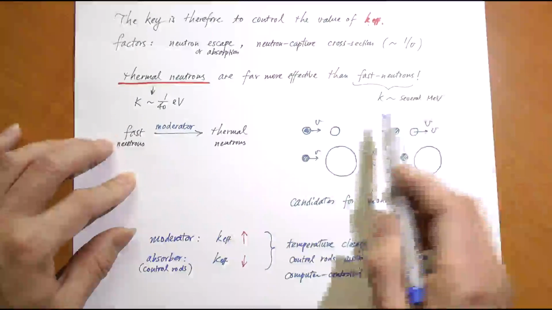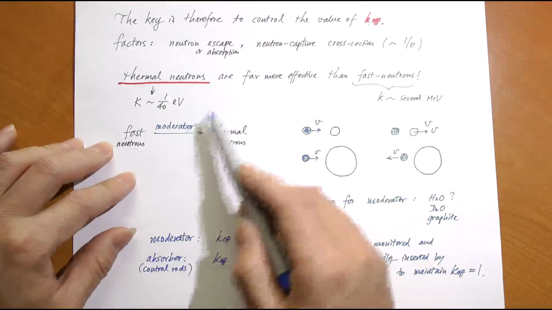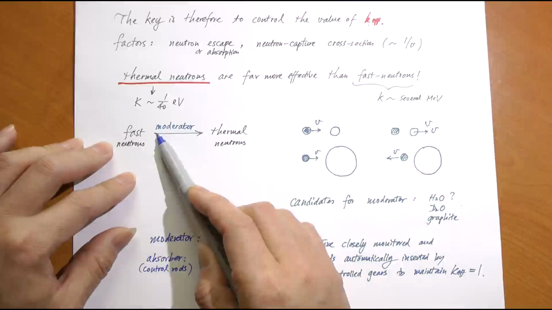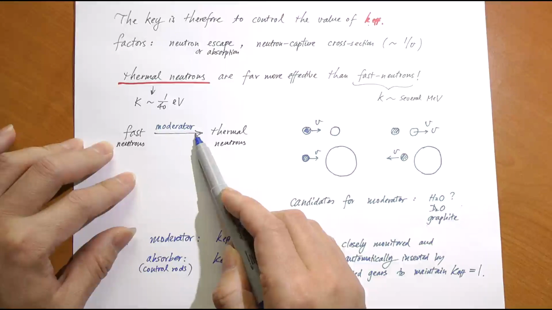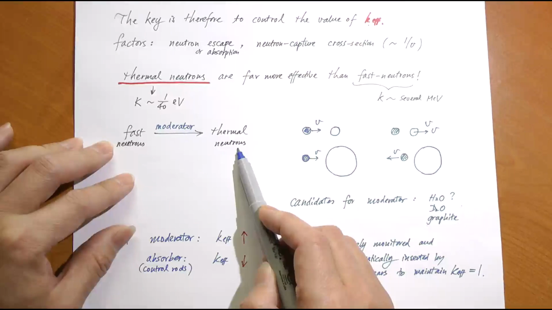Okay, so how do we do that? We have to use something to slow them down. These materials are called moderators. So fast neutrons produced by fission, after going through a moderator, are slowed down dramatically, giving up most of their kinetic energy, and become what's called thermal neutrons.